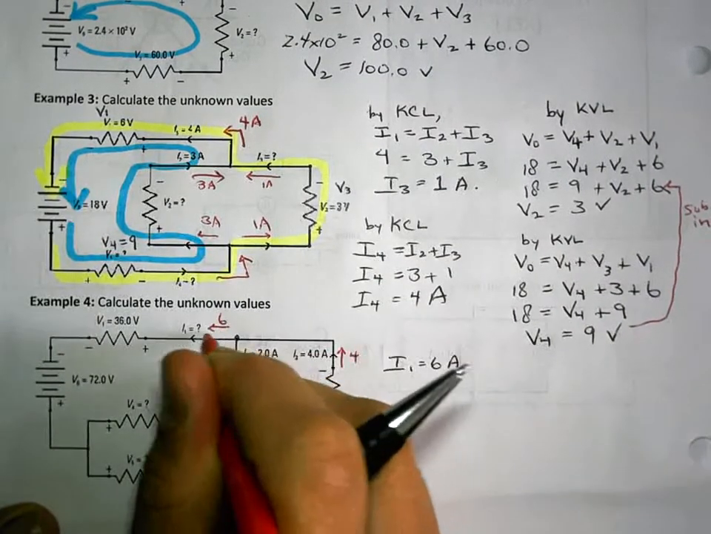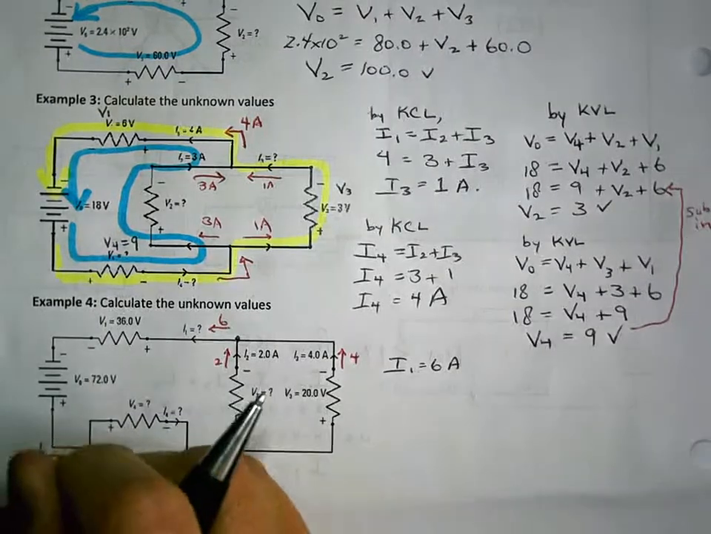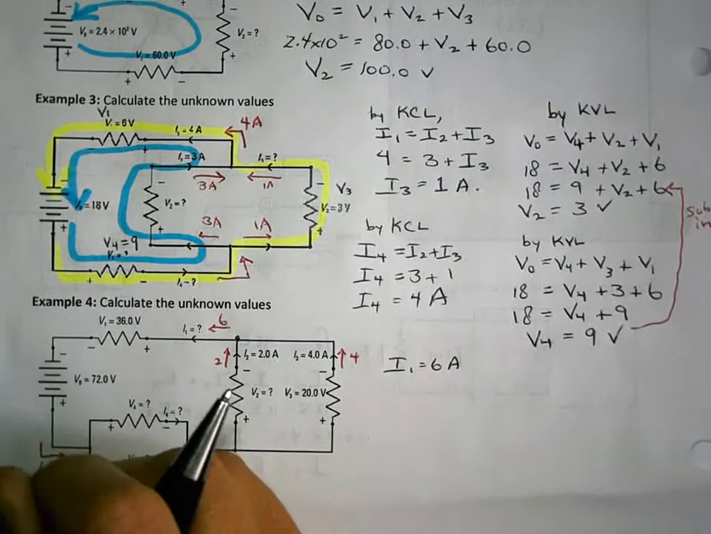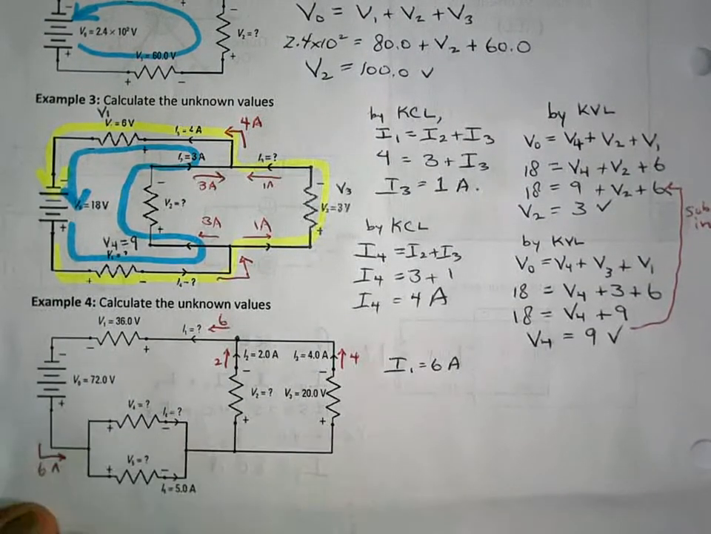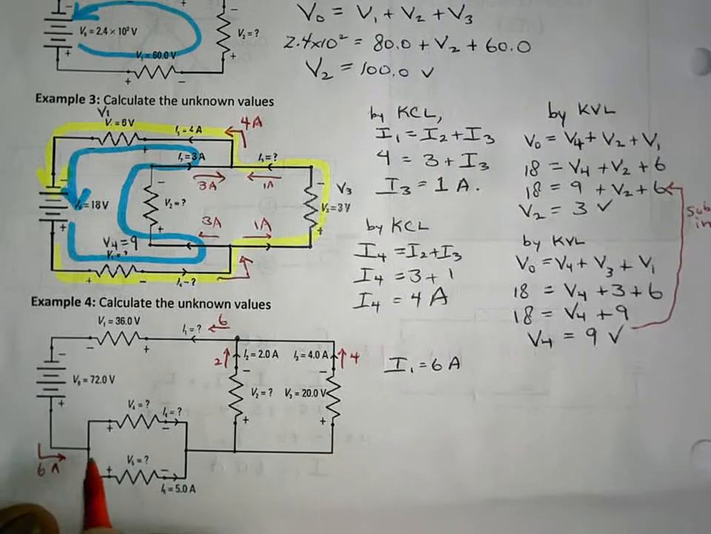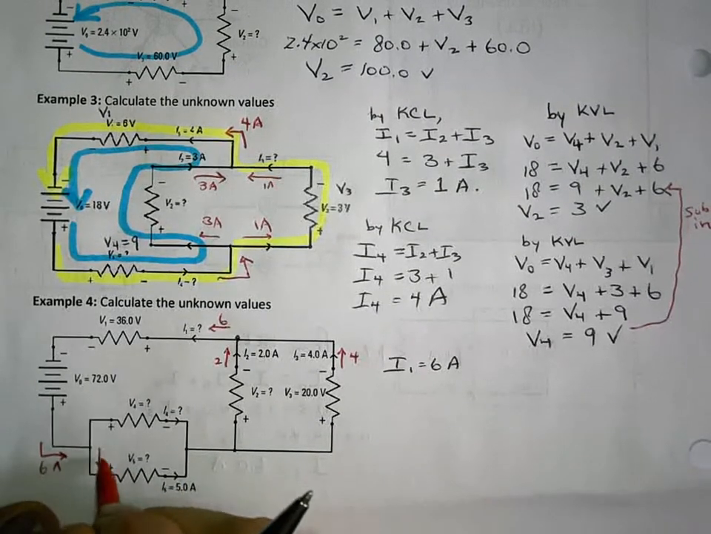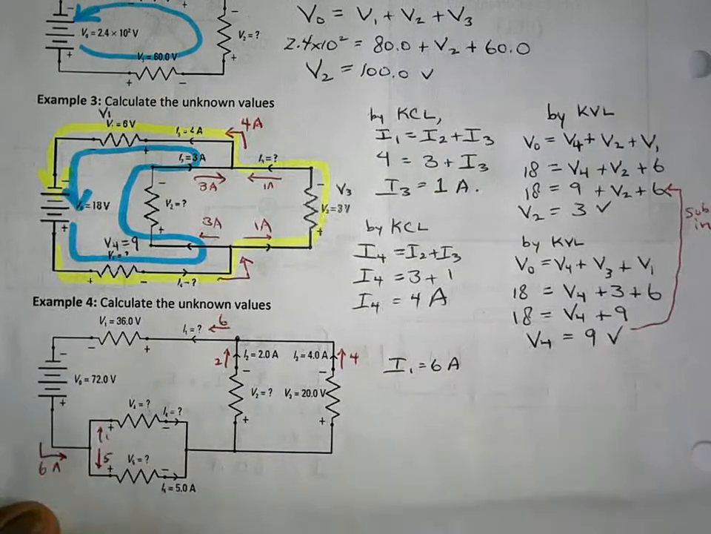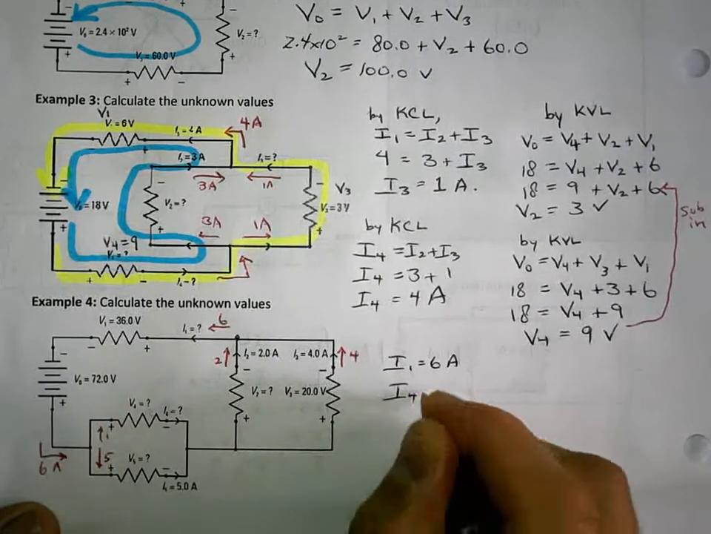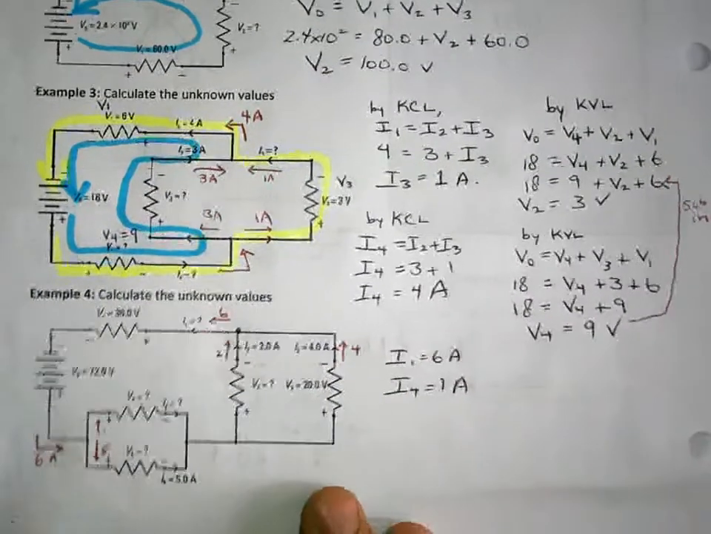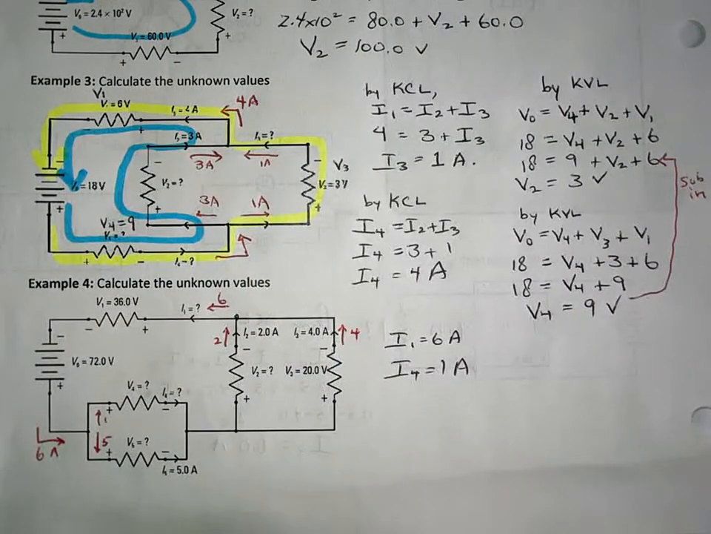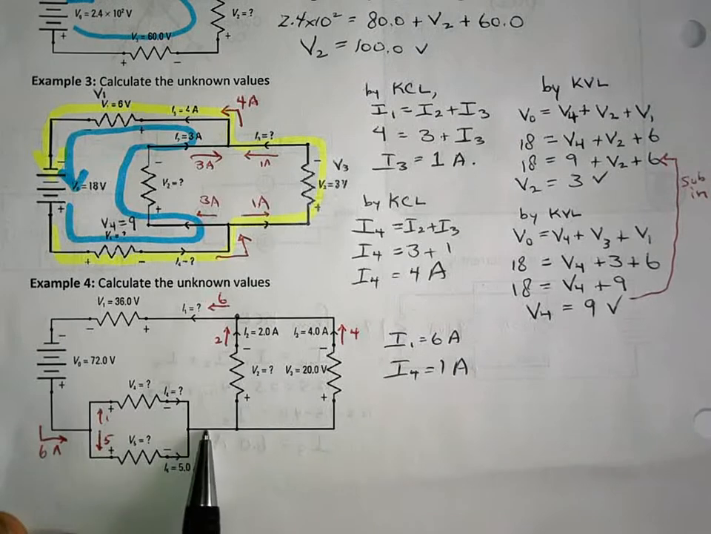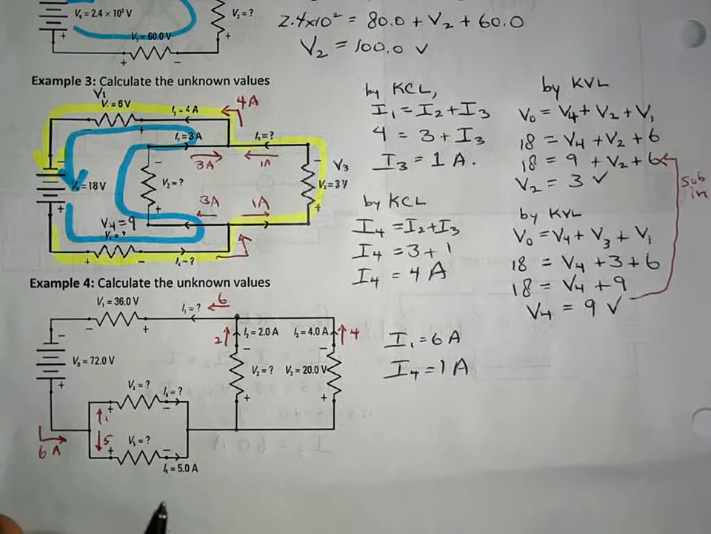Now that current is the same everywhere in this series section. So this is still 6 here. And then we know that 5 of it goes this way. So this must be 1. So that is I4 is equal to 1 amp. And then the 1 and the 5 recombine to form 6, and then you have 2 and 4. So great, that's okay. And now let's look at the voltage.